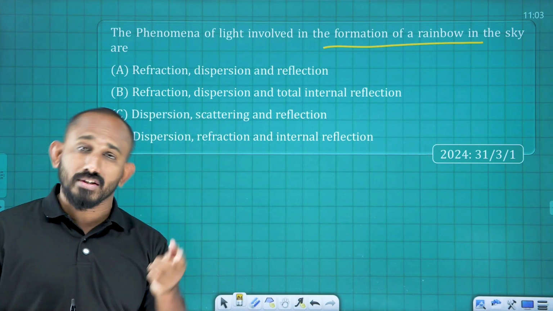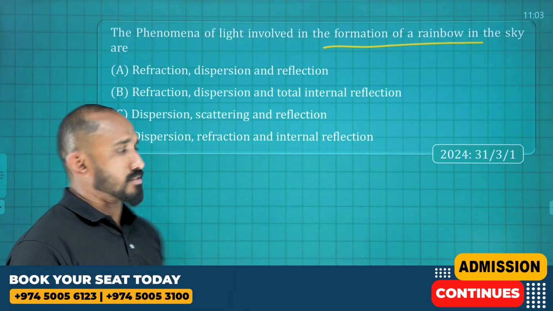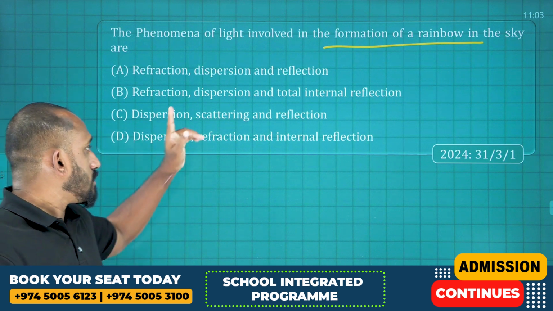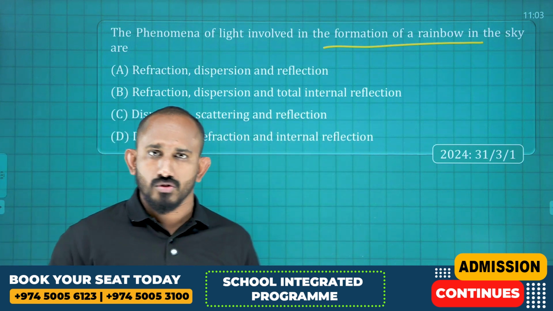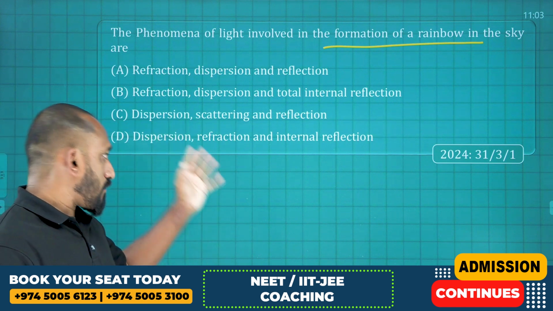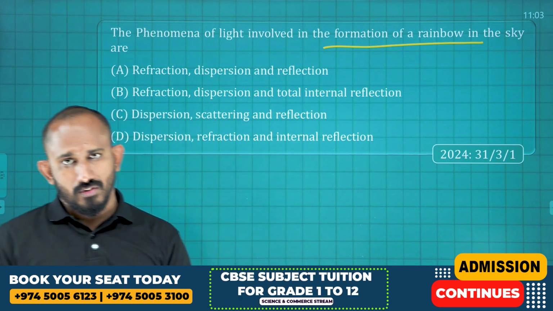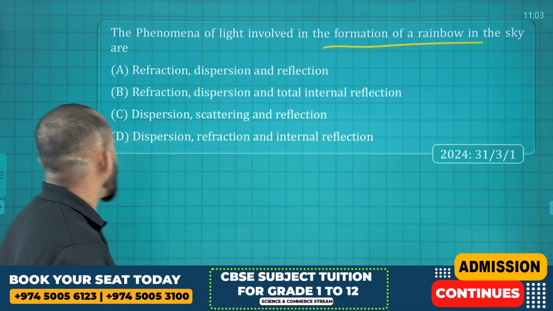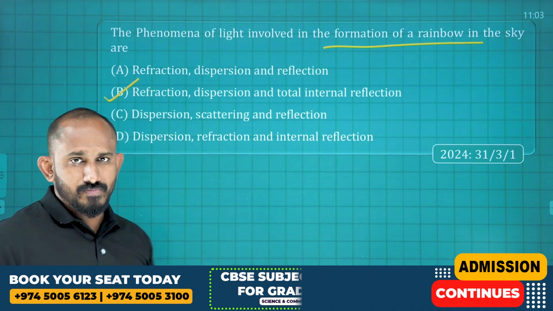See, B is more accurate than A. Still, wait, read the others also. See, dispersion, scattering and reflection. No, there is no scattering in rainbow formation. D, dispersion, refraction and internal reflection is given. So the best option is B, the correct answer.